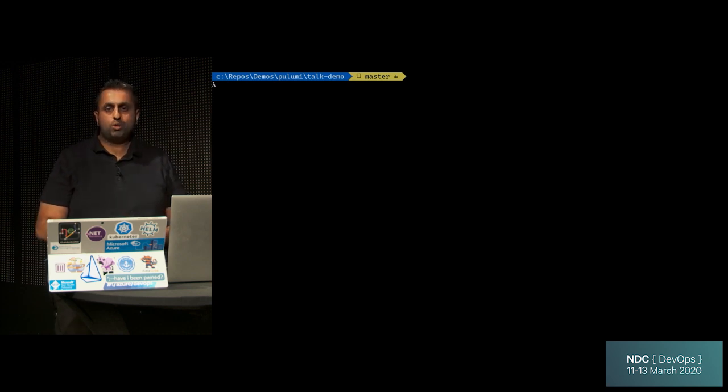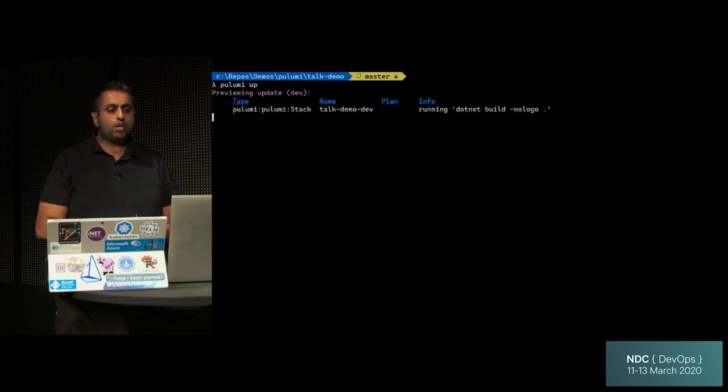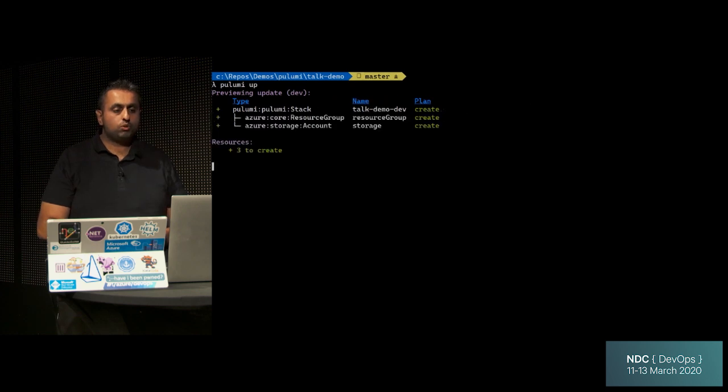So we come back to the Pulumi command line tool, and we run pulumi up. And what this will do is compile the code. And then after it's compiled it, it will tell us what it thinks it's going to do with this code. So what state is it going to create? So after a few seconds, we'll see that it's telling me I'm going to create a resource group and a storage account.